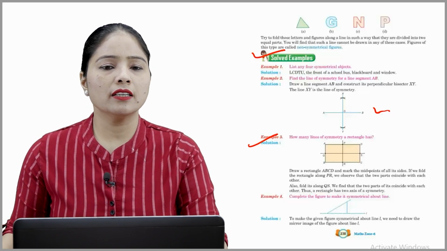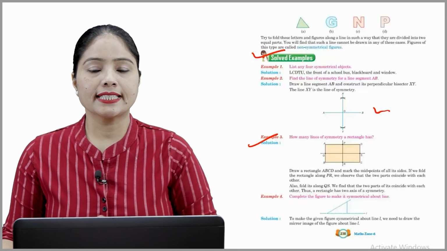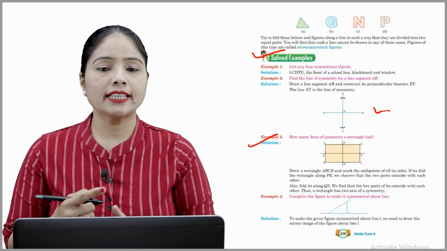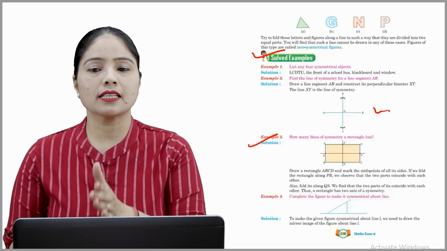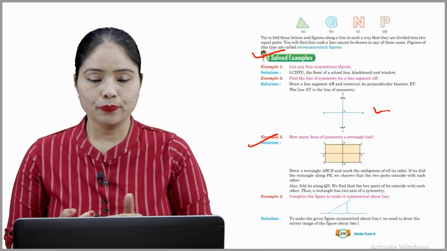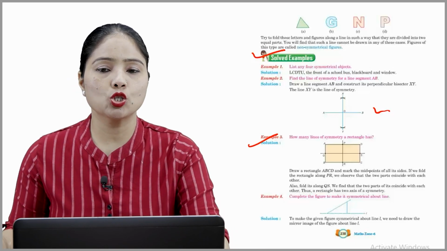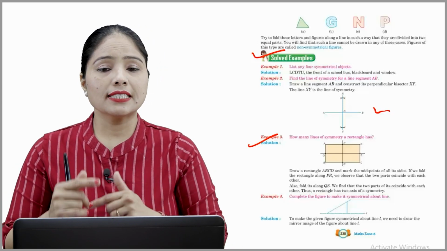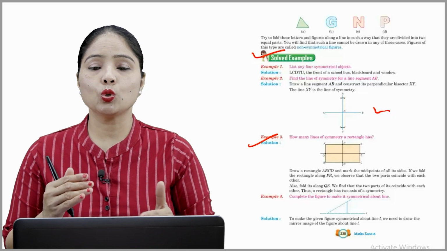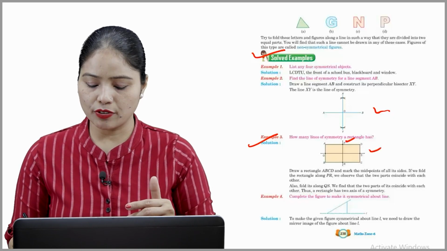So draw rectangle ABCD and mark the midpoint of all its sides. If we fold the rectangle along PR, we observe that the two parts coincide with each other. Also fold it along QS. We find that the two parts of it coincide with each other. Thus, a rectangle has two axes of symmetry. Okay, like this and like that way, beta.